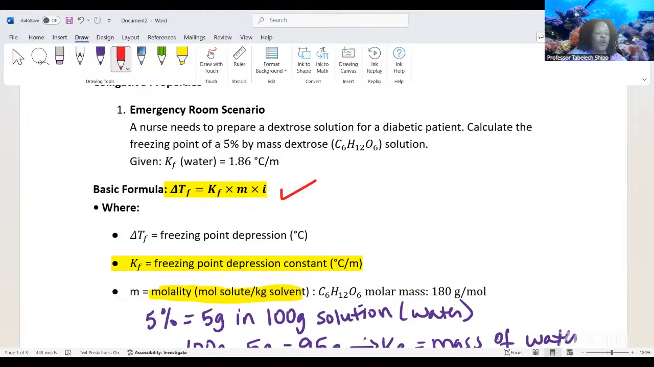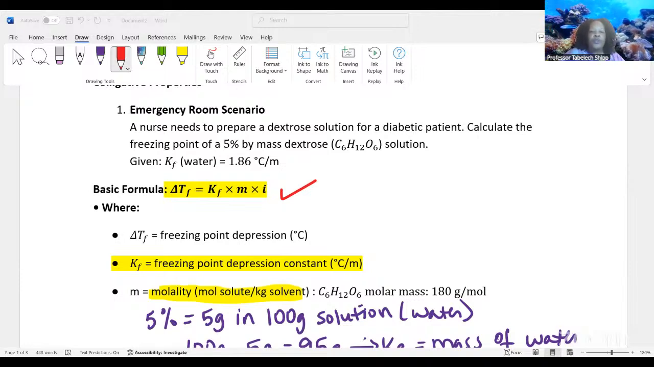That formula right there: delta T of F equals K of F times molality times the i. The i is the van 't Hoff constant. Now, you're probably wondering, what is the van 't Hoff constant? How do I determine that? Well, because this is dextrose, there are some rules you need to know. Whenever you have solutes like dextrose, that's going to give you a different number here. The constant here would be 1. Whenever you have things like sugar, we're going to have that equal to 1.